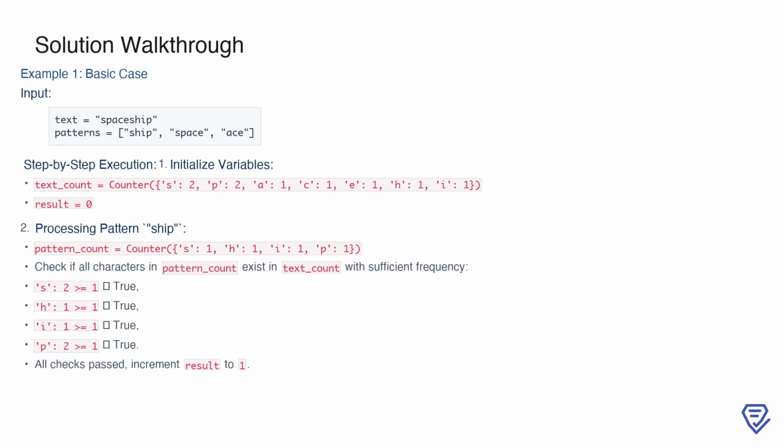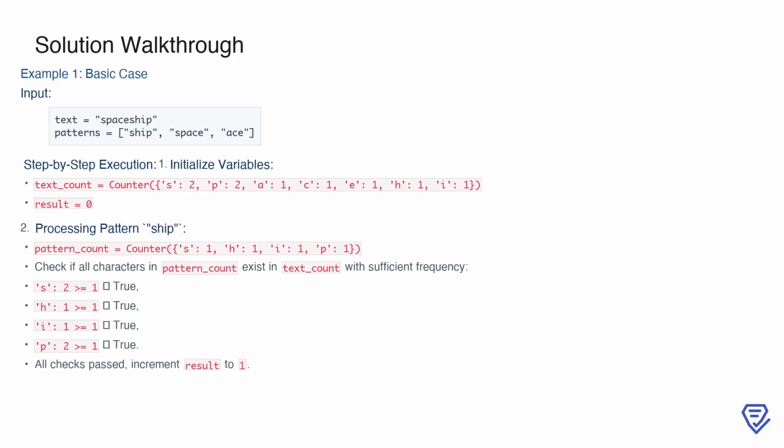To begin solving this problem, we start with a basic example. The input text is spaceship, and the patterns we want to check are ship, space, and ace. First, we initialize our variables. Text_count is a frequency count of all the letters in the input text, so we can see that S and P appear twice, while other letters like A, C, E, H, and I appear just once. We also initialize result to 0, which will keep track of how many patterns can be formed using the letters in the text. Next, we process the first pattern, ship.